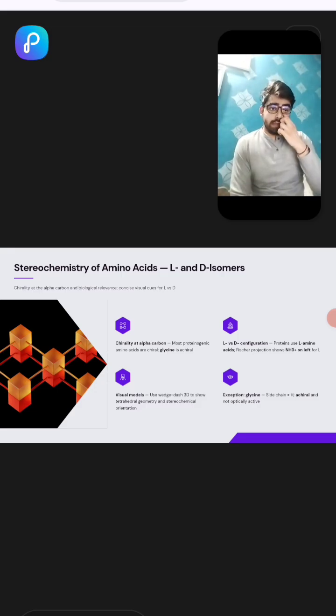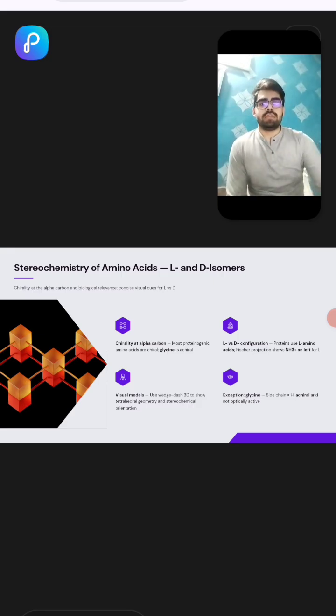So, chirality at the alpha carbon. Most proteinogenic amino acids are chiral. Glycine is achiral because it does not have a chiral carbon. L versus D configurations: proteins use L amino acids. The Fischer projection shows NH3 plus on the left. It's a good way to represent L versus D configuration. We can also use wedge and 3D models to get a better grasp of the visual models. Again, there is one exception, glycine, because it is achiral.